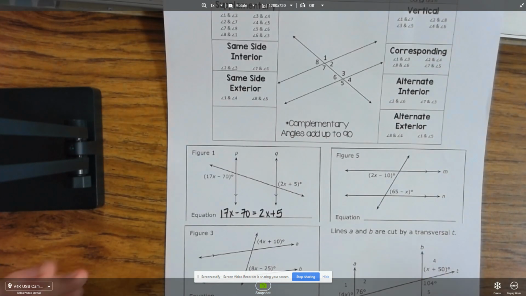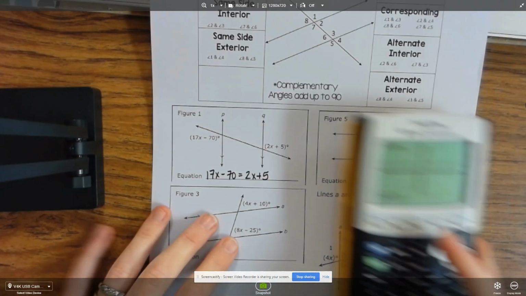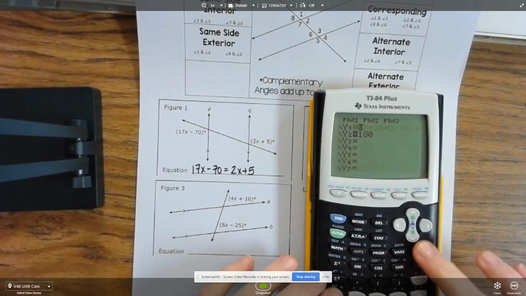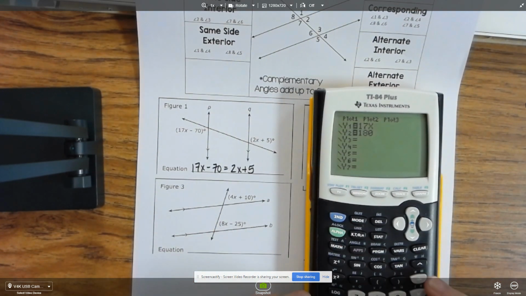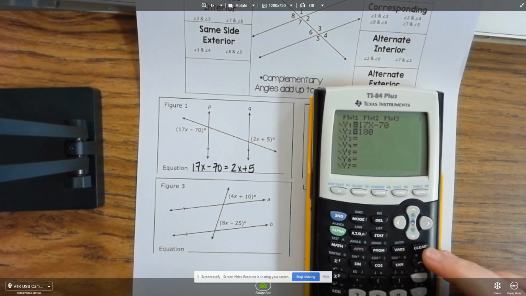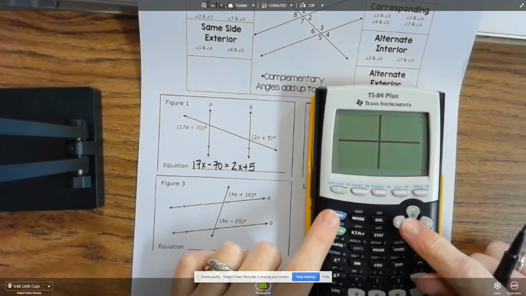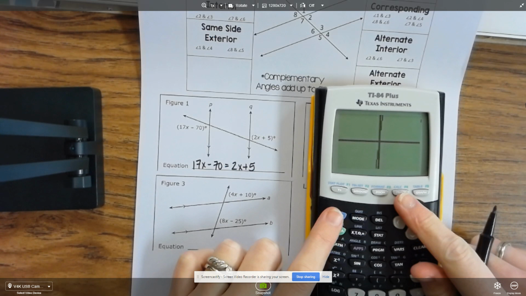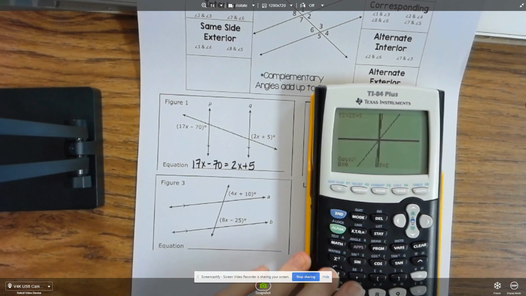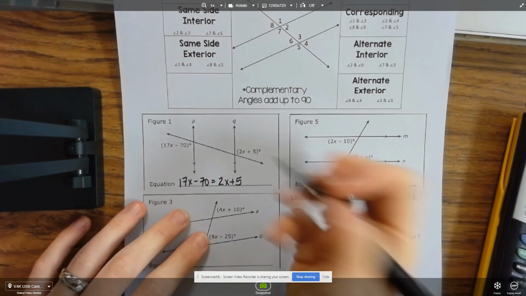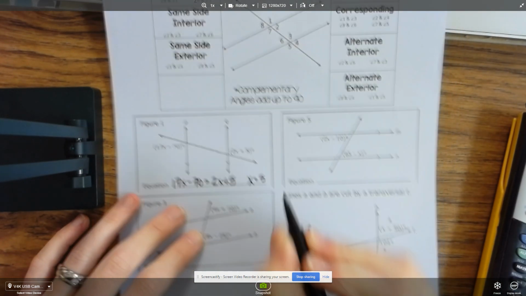And then once you have an equation, you can solve it with your calculator. So 17x minus 70 equals 2x plus 5. And so here I would get x equals 5.